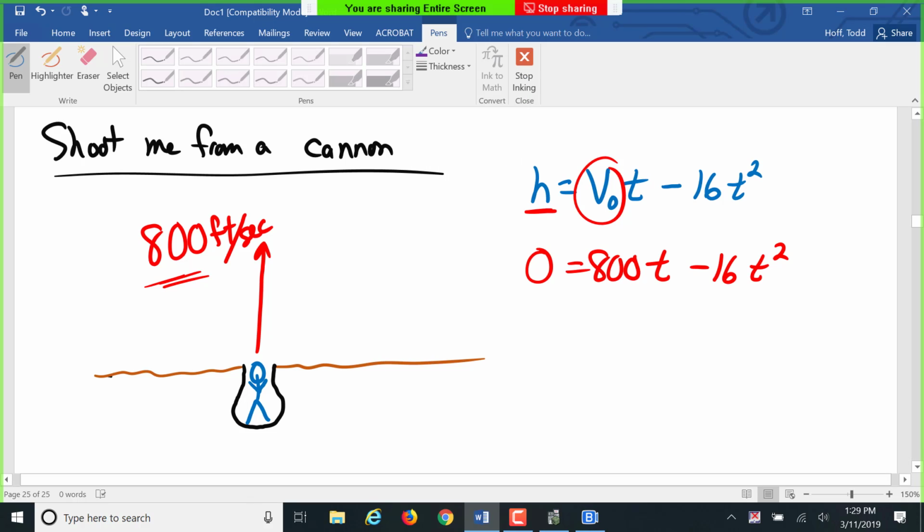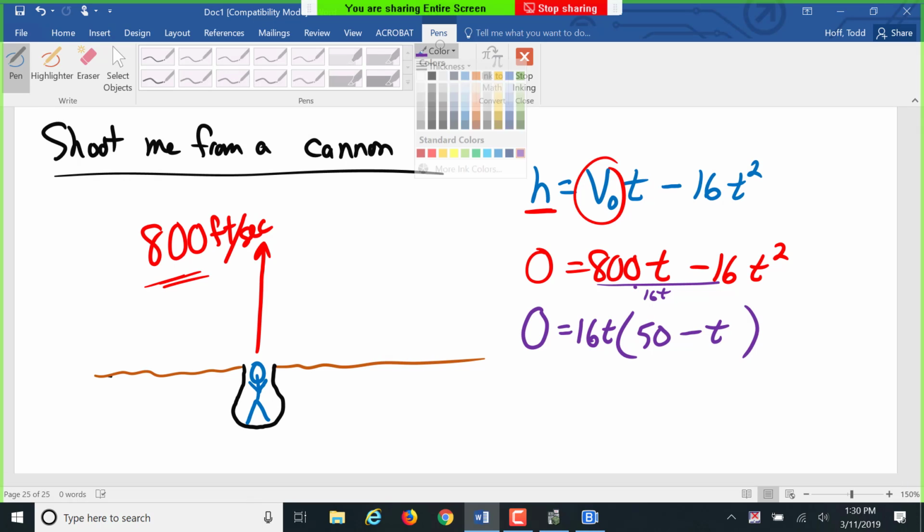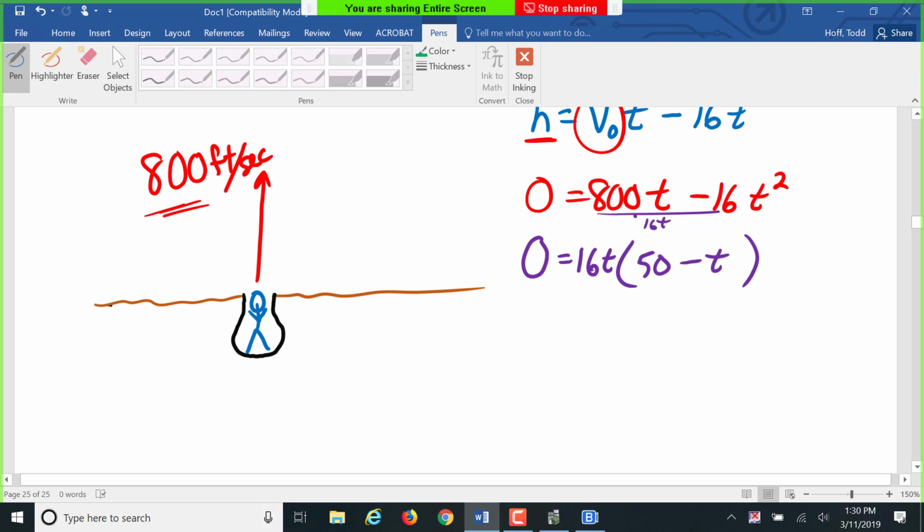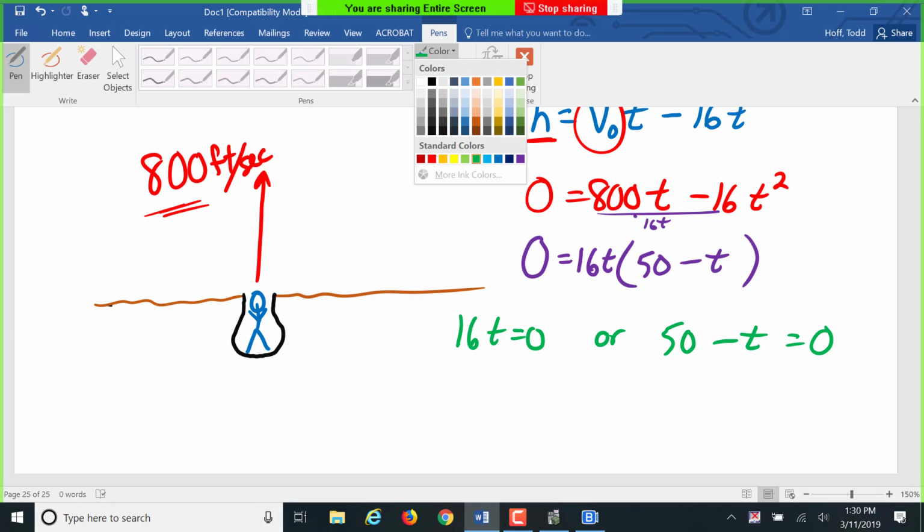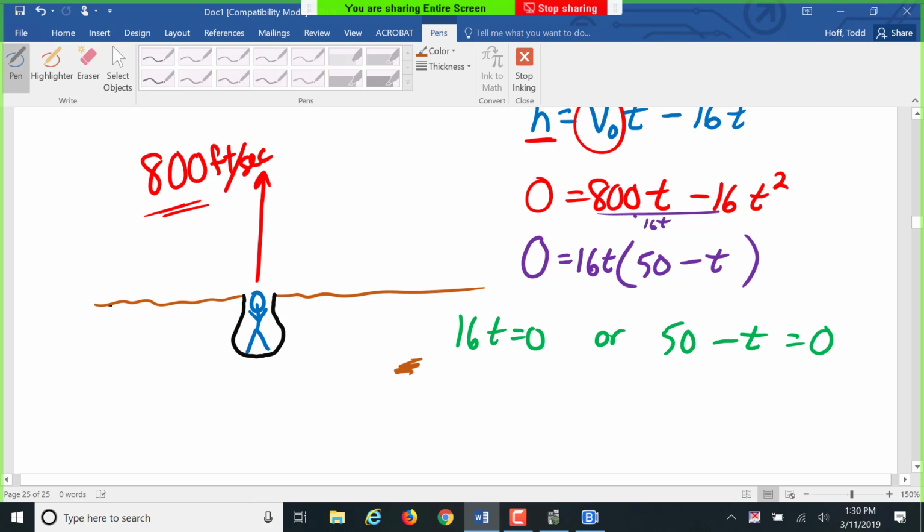So now it's already equal to 0, so how do we solve that? We factor. What can we do to factor this? There's a greatest common factor of 16t. If I divide out 16t, what am I left with? 50 minus t. So now we have two factors there. Either 16t equals 0 or 50 minus t equals 0. Solving the first one, what do I do to solve this one? Divide by 16, I get t equals 0.